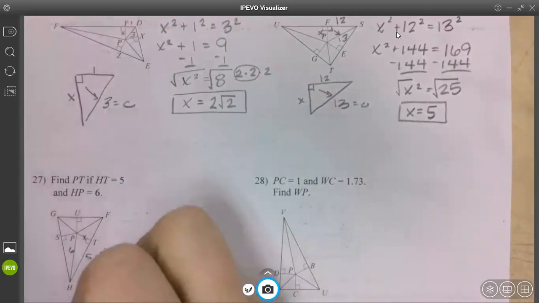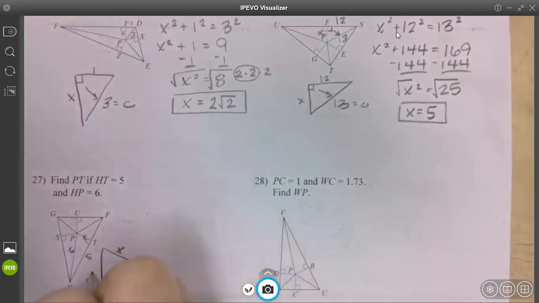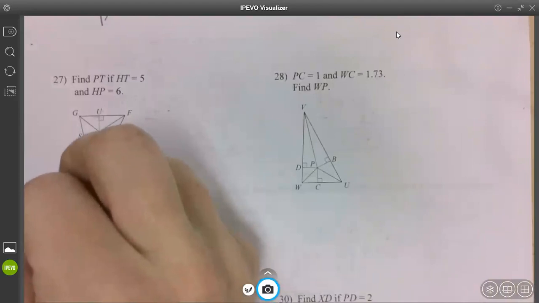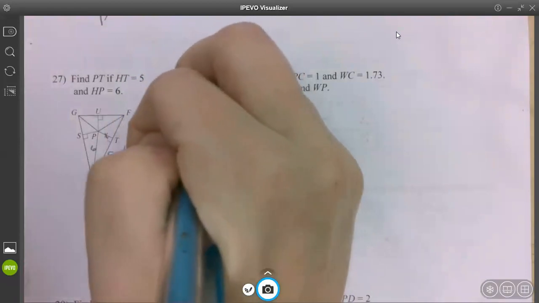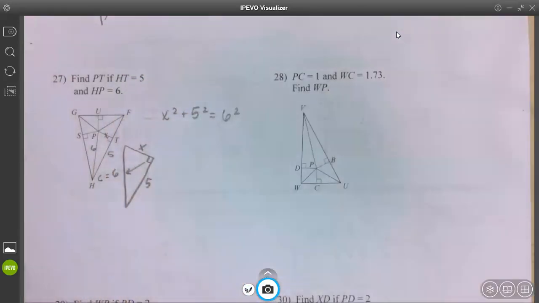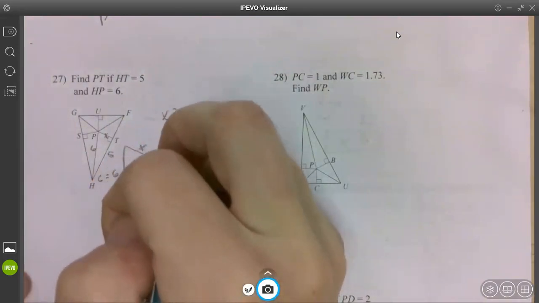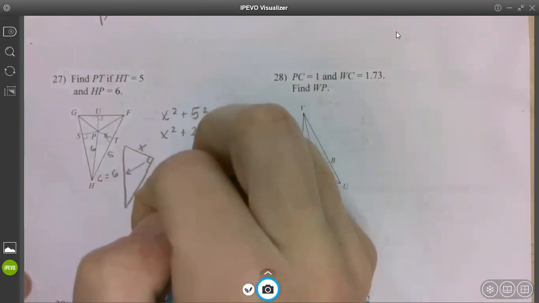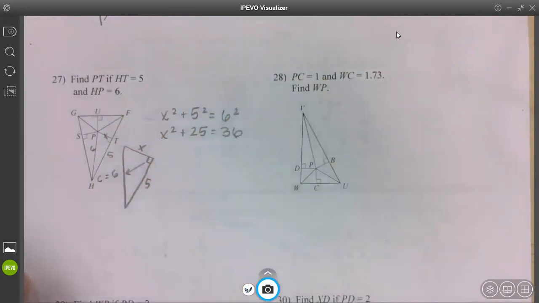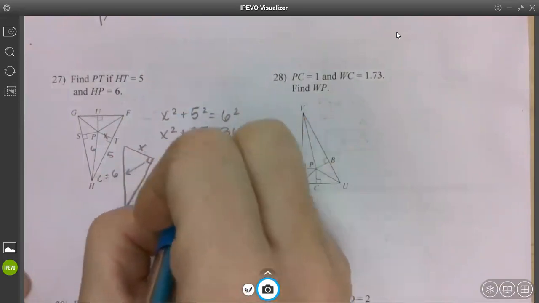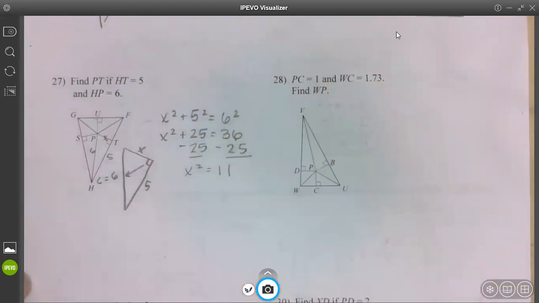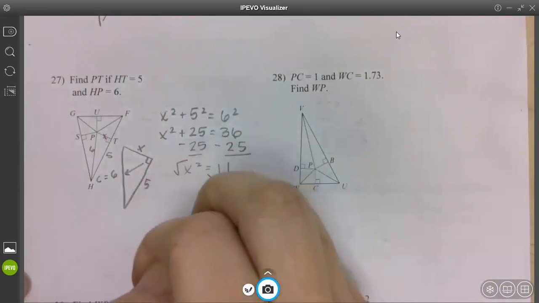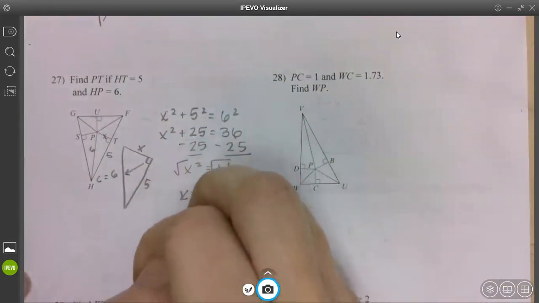So just to make your triangle a little bit bigger, this one is X, this one is 6, this one is 5, and the one across from the 90 is your C. So we have X squared plus 5 squared equals 6 squared. 5 squared is 25, 6 squared is 36. To solve for X, you're going to subtract 25. You get X squared equals 11. Take the square root. 11 will not break down, so your final answer is just square root of 11.